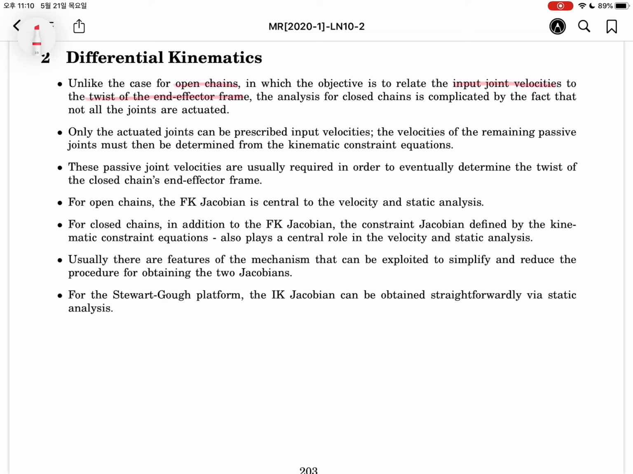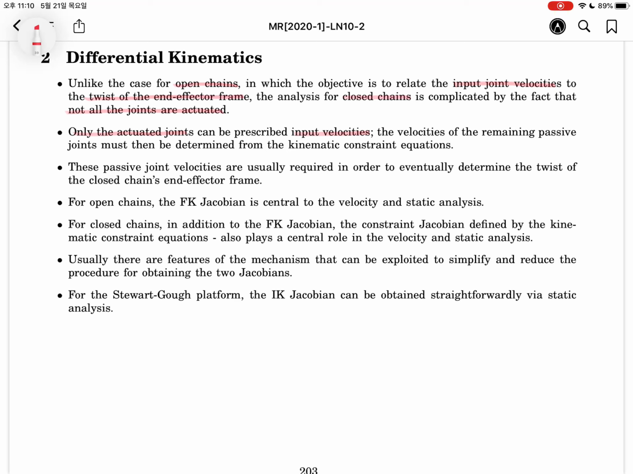But in the case of the closed chain, this procedure is a little bit difficult because not all joints are actuated. It means the parallel mechanism or closed chain mechanism has passive joints. Passive joints make the forward kinematic problem difficult. In many cases, only actuated joints can be described by input velocity.